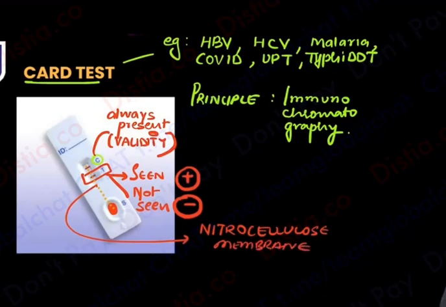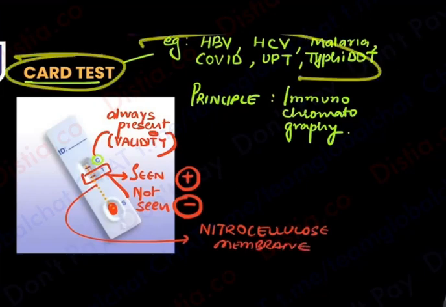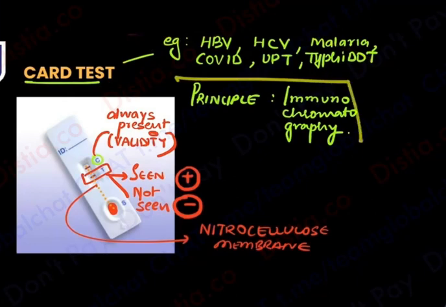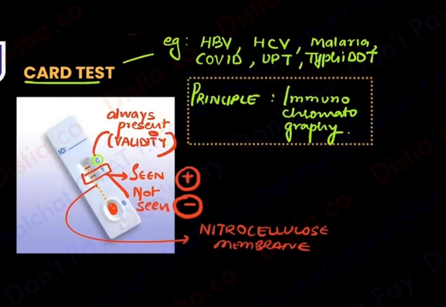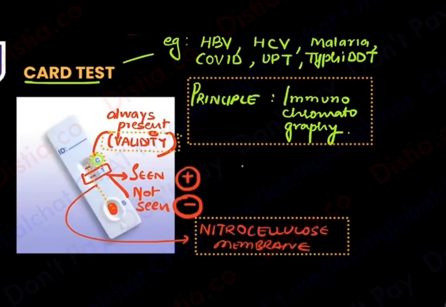So repeating once again, what are the questions you get? CART test is done for a million things, you know that. Principle, question number 1, 2019 NEET PG question. Principle immunochromatography, that was 2019. After COVID, this becomes a million times more important. Immunochromatography, what is the membrane made up of? It is made up of a nitrocellulose membrane. What does the control line tell you? It tells you the validity of the test. And the test line, if it is seen, it is positive. If it is not seen, it is negative.